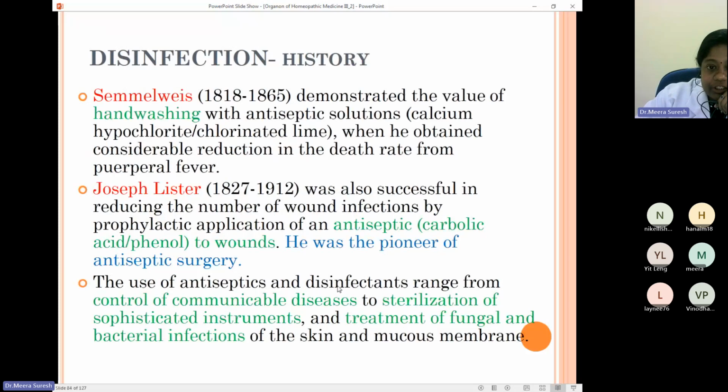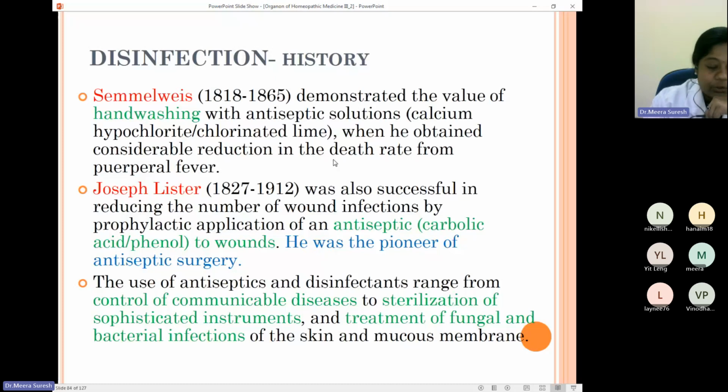So we start with disinfection, a bit of its history. Semmelweis is considered the pioneer of disinfection. We could say that. He was the person who demonstrated the value of hand washing with an antiseptic solution. The solution that he used was calcium hypochlorite, or chlorinated lime, and he obtained a considerable reduction in the death rate from puerperal fever.